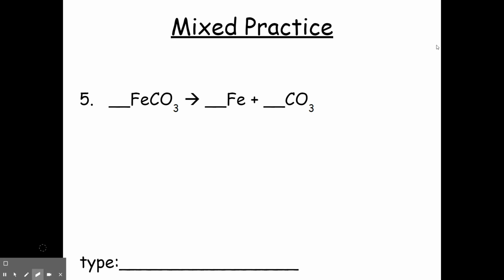So for homework, you guys are just balancing and doing the type, just like I did for the mixed practice. If you have any questions, please let me know.